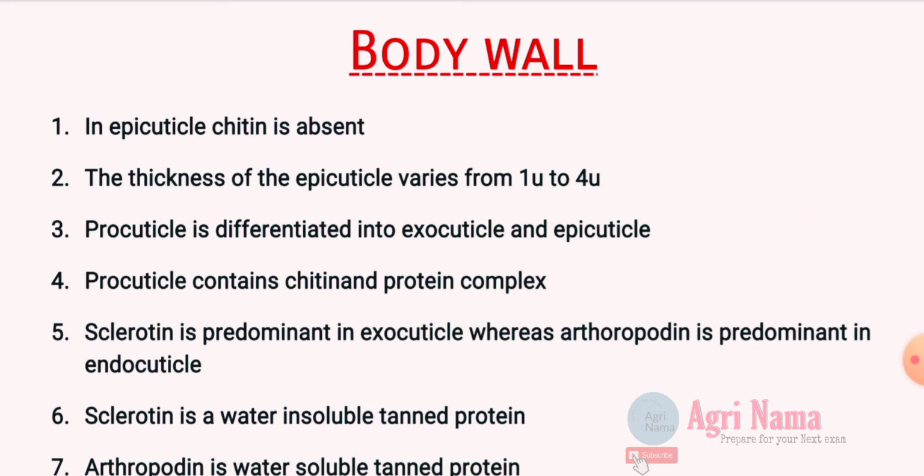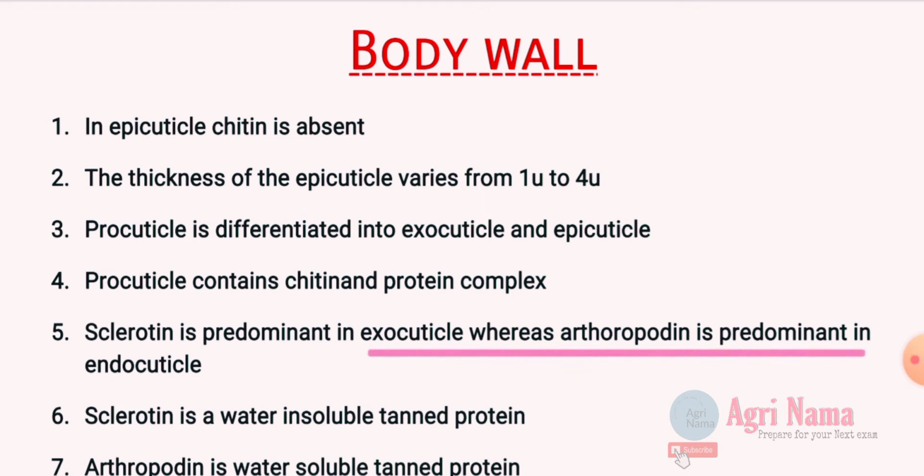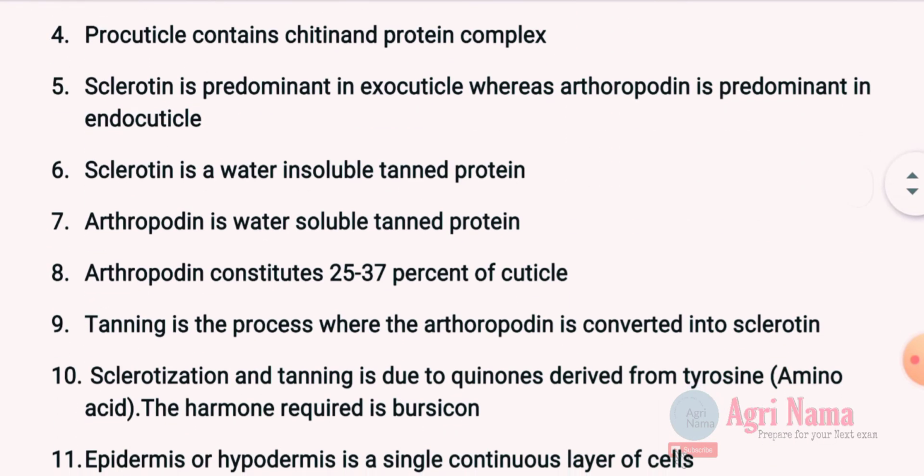Fourth, procuticle contains chitin and protein complex. So the procuticle contains both polysaccharide and protein complex. Fifth, sclerotin is predominant in exocuticle, whereas arthropodine is predominant in endocuticle. So sclerotin is predominant, meaning in major quantity in exocuticle, whereas in endocuticle arthropodine is present. Sixth, sclerotin is a water insoluble tanned protein. So sclerotin is a water insoluble protein and arthropodine is a water soluble protein.